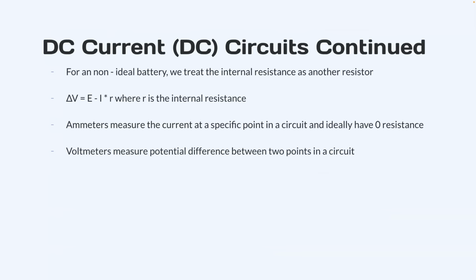Continuing on DC currents, in a non-ideal battery, we'll treat the internal resistance as another resistor. So ΔV, the potential difference of the circuit, is just E, the electromotive force, minus I times R, where R is the internal resistance. Ammeters will measure the current at a certain point in a circuit, and they will ideally have no resistance. While voltmeters will measure a potential difference between 2 points in the circuit. This makes sense, right? Because for a difference, you need to measure between 2 points.